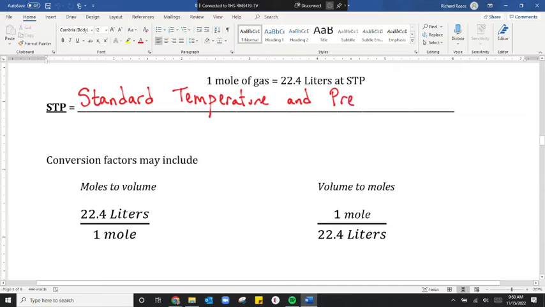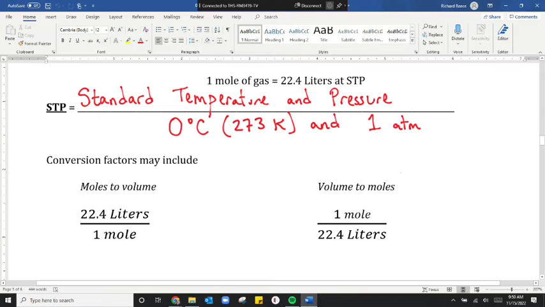It's a very specific temperature, but it's an easy one to remember. The temperature is going to be 0 degrees Celsius. That's the same thing as 273 Kelvin. And the pressure is even easier. Pressure is 1 atmosphere. So it's basically standard conditions at the freezing point.